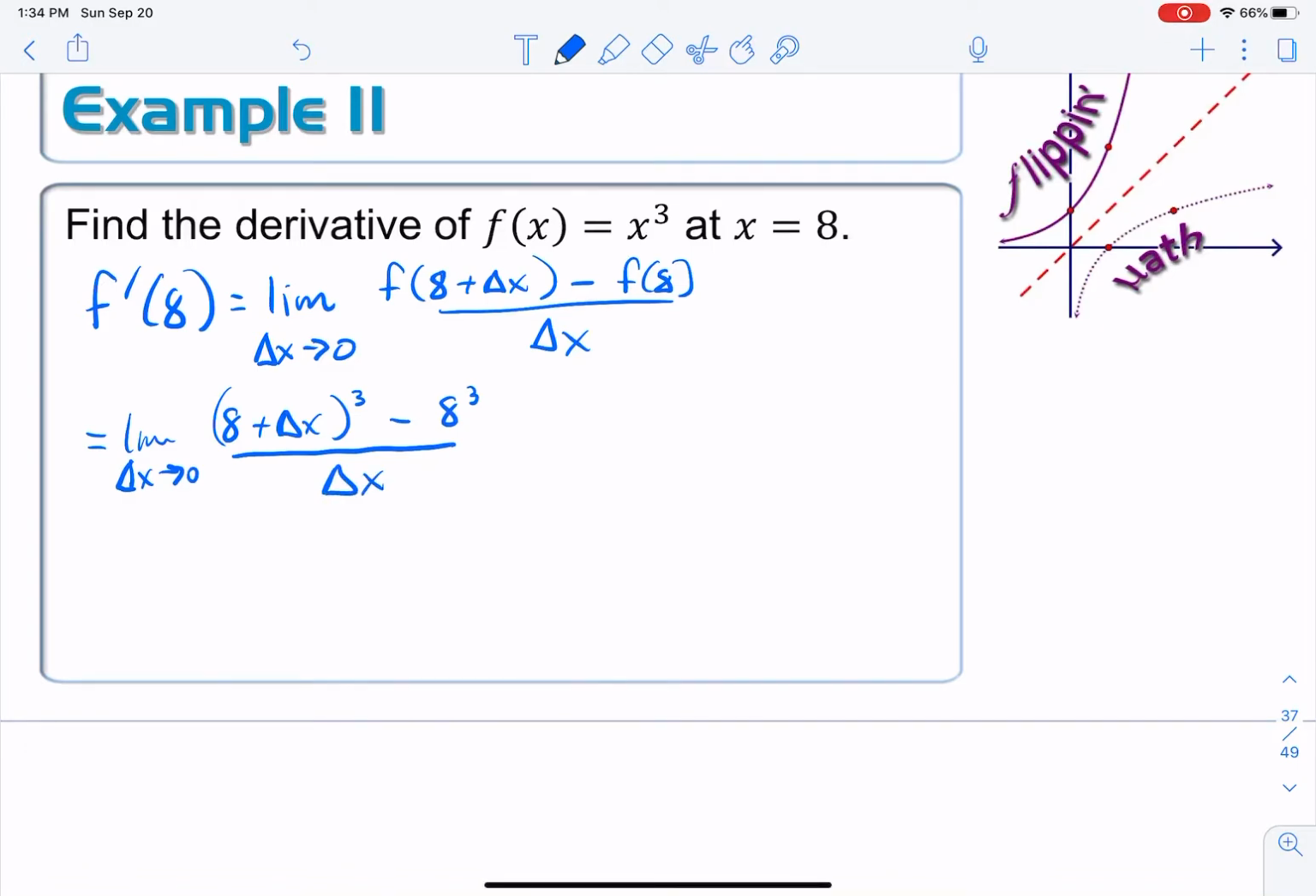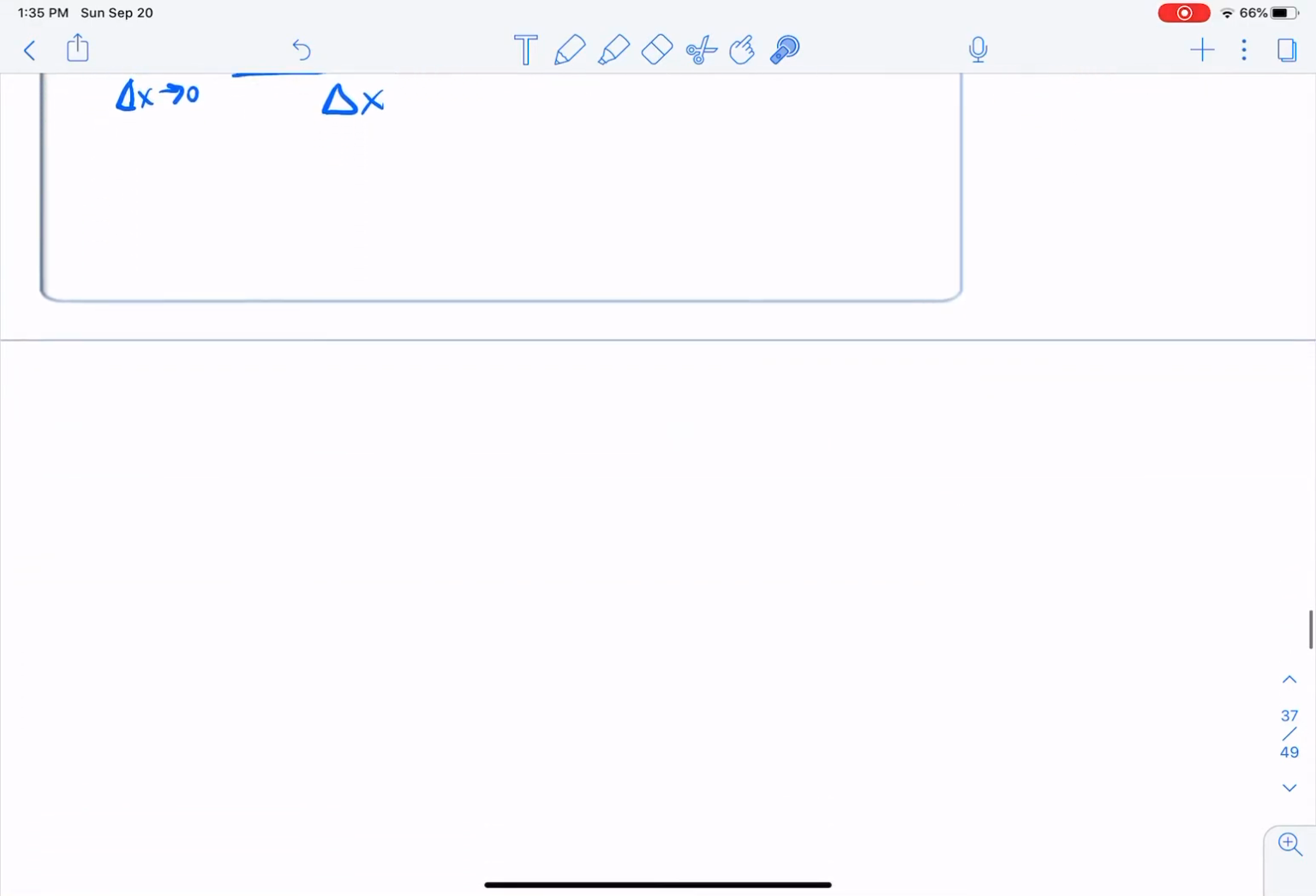And as we've seen before, what would happen if I were to stick in a 0 for my delta x? If I plug in a 0 here, this is just 8 cubed minus another 8 cubed, that's 0, a 0 over 0. It's indeterminate, and I have to fix it. How do I fix it? Well, it looks like I have something that maybe I can expand out, and maybe things will cancel conveniently, right?